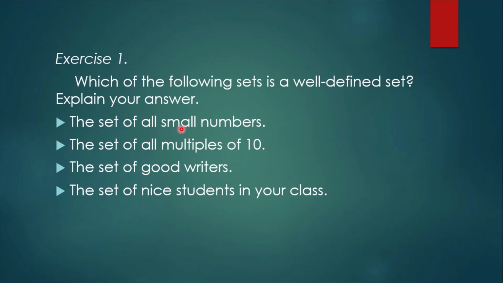For example, we cannot say that 0 is a small number because we do have negative numbers which are smaller than 0. Another example is 1 million, hindi natin masasabi na maliit siya kasi meron pang mas malaki doon sa number na yon, sa 1 million. Next, so this one is not well-defined.